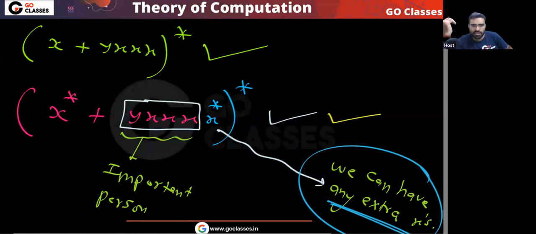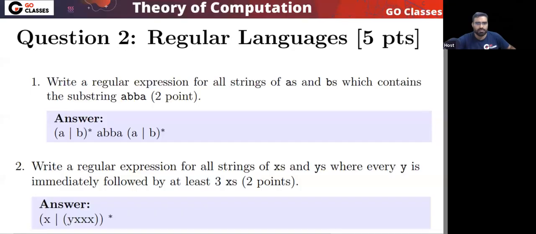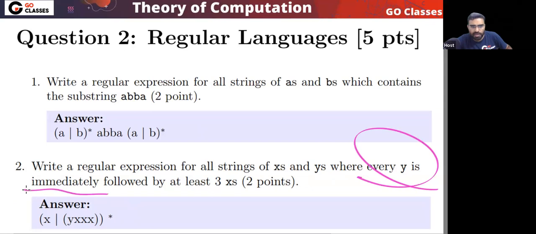Please tell me, did you understand all these logics? I have done the complete analysis of this question. Different regular expressions I have given to you. Okay, so let's move on. So you can see this is your final answer: every y is followed immediately by at least 3 x's. This is your final answer.